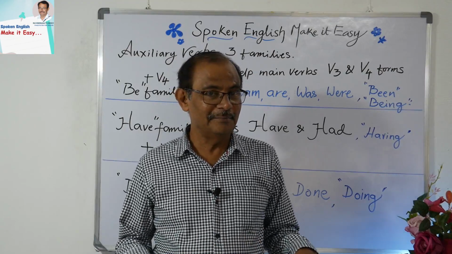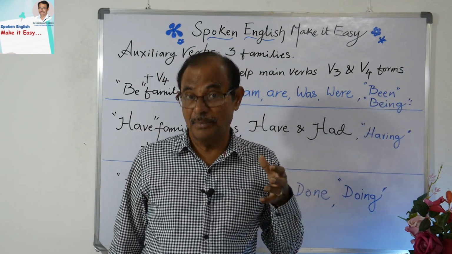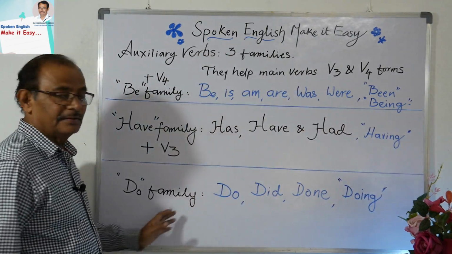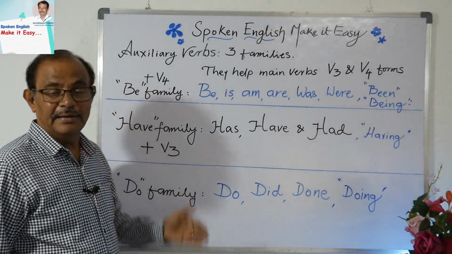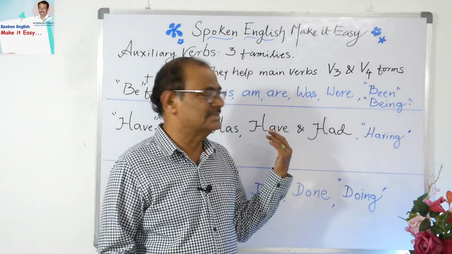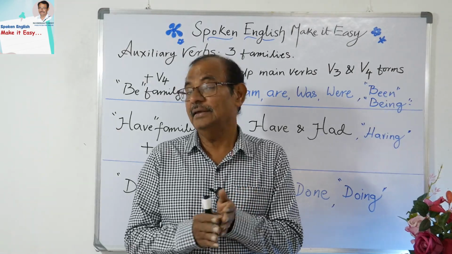Is it clear for you? The only thing you have to remember here is that being is the past participle of be. So these are the families, and in the next slide I will give one or two examples for each auxiliary verb, so that you can understand them very clearly.